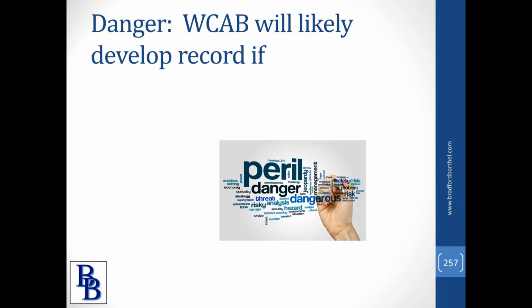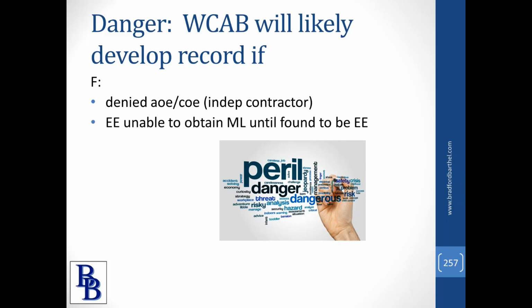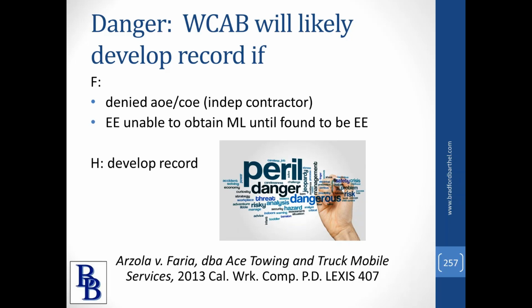There is a danger the WCAB will likely develop the record if, for example, there was a denied AOE/COE, an independent contractor defense, and the matter was apparently bifurcated. They went to trial only on the independent contractor defense, which the defense lost. Of course, during that process, it was found that the employee was unable to attain a medical legal process until it was ruled that it was an employee. At that point, it was held that, of course, the applicant gets to continue to develop the record.